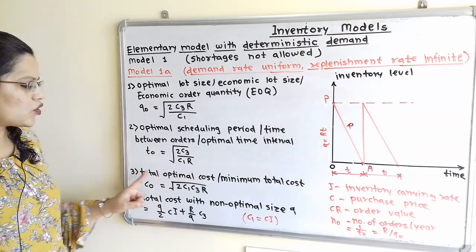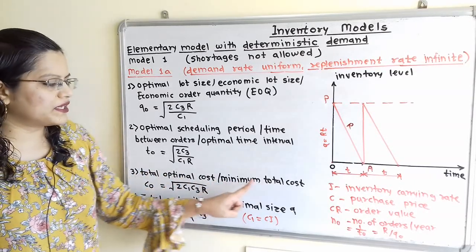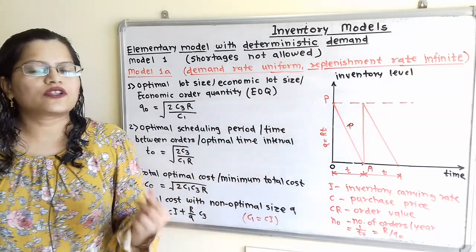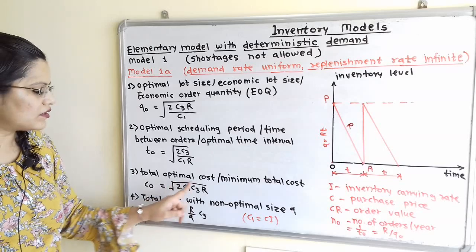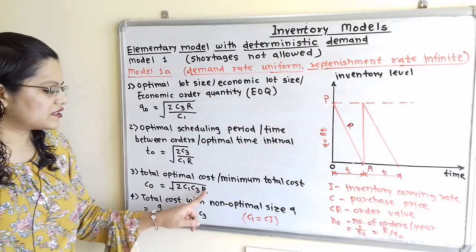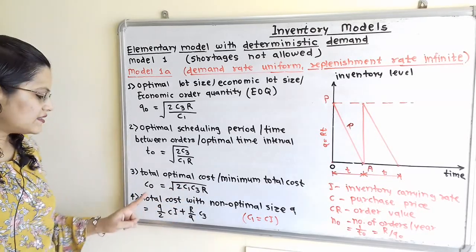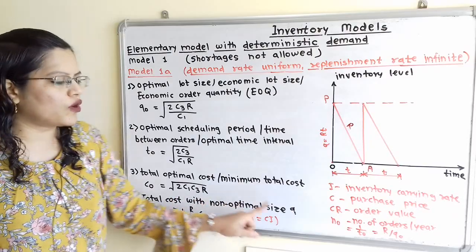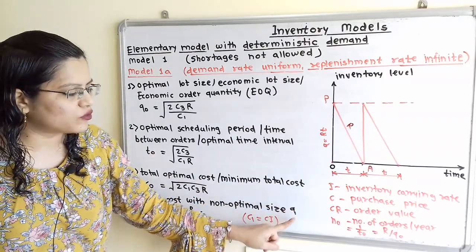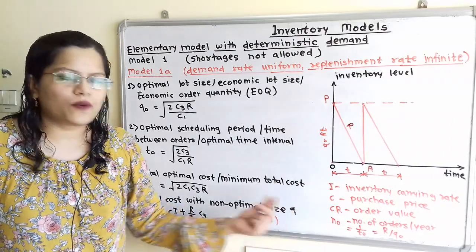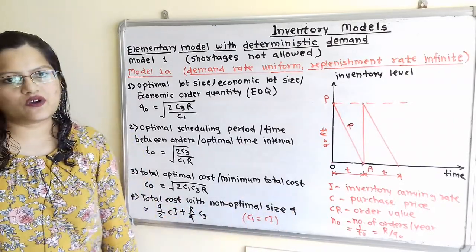Then next is total optimal cost, or minimum total cost. For this cost also we will write C₀, which is equal to the square root of 2C₁C₃R. Then next, total cost with non-optimal size. This size is non-optimal, so we have to write only Q. For this non-optimal size, how to calculate the cost?